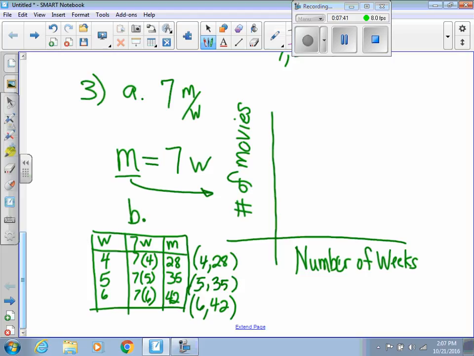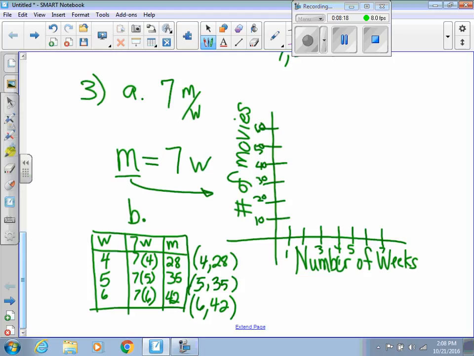So if we graph those coordinate pairs, they didn't say to make a line, they said to just graph the ordered pairs. So if we do 1, 2, 3, 4, 5, 6, 7, we can do that for the weeks. And then we can look at the number of movies. We've got to go up at a greater value. So we could maybe do 10, 20, 30, 40, 50, 60. That way it'll be easier to graph.